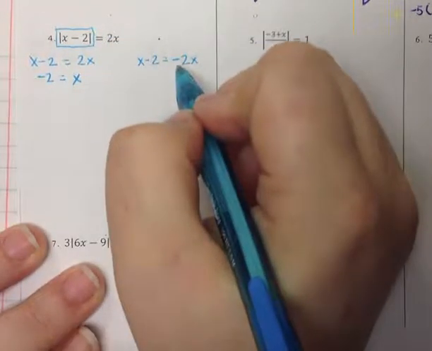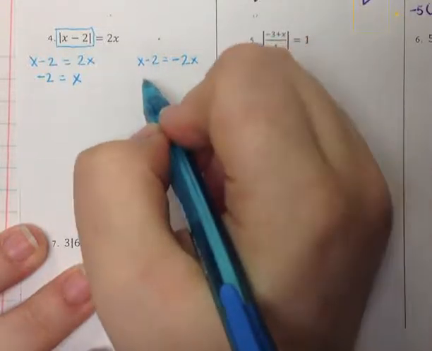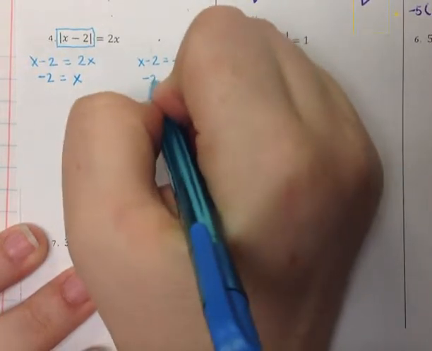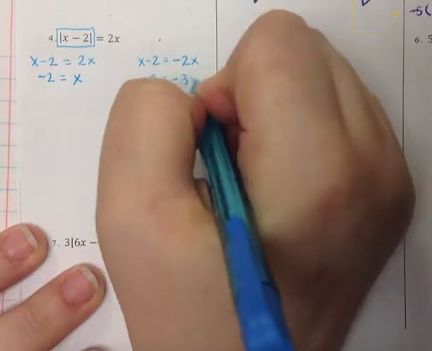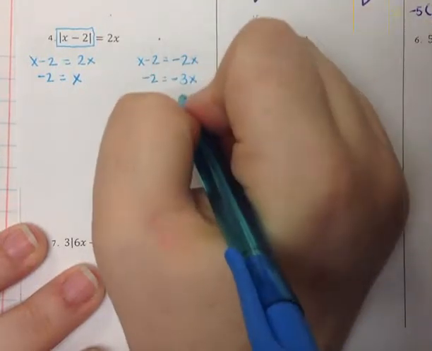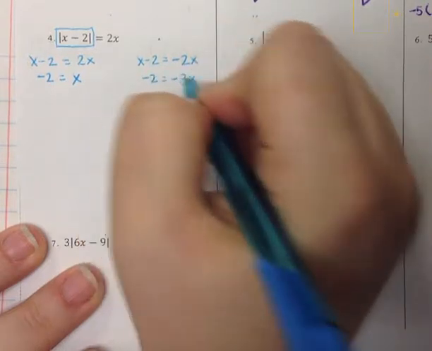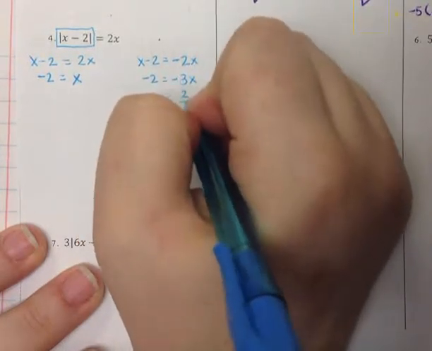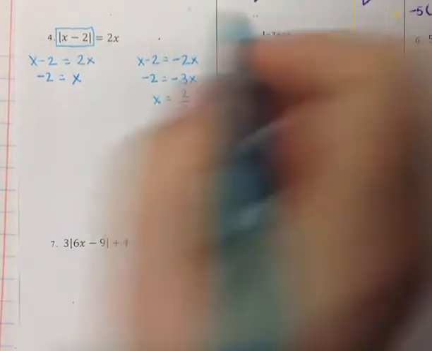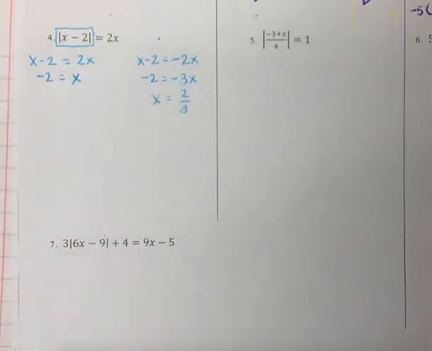And on this one, I'm going to subtract the x. I'll have negative 2 is equal to negative 3x. Then I'll divide by that negative 3. So I'll have x is equal to, a negative 2 divided by negative 3 is a positive 2/3. But remember, we have to check our answers.